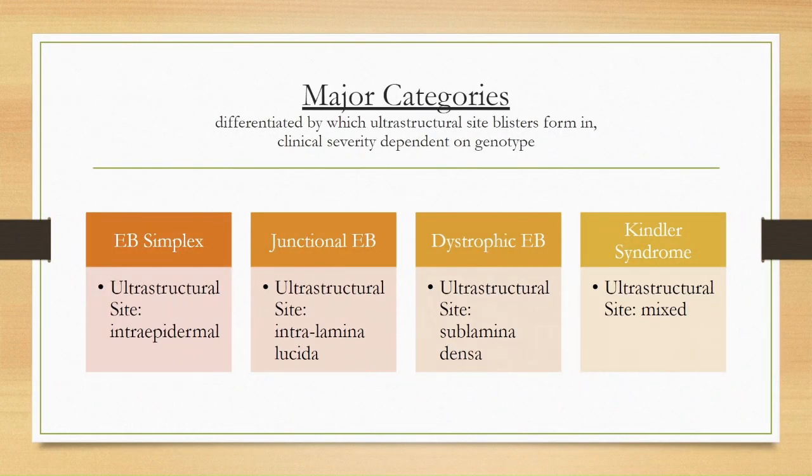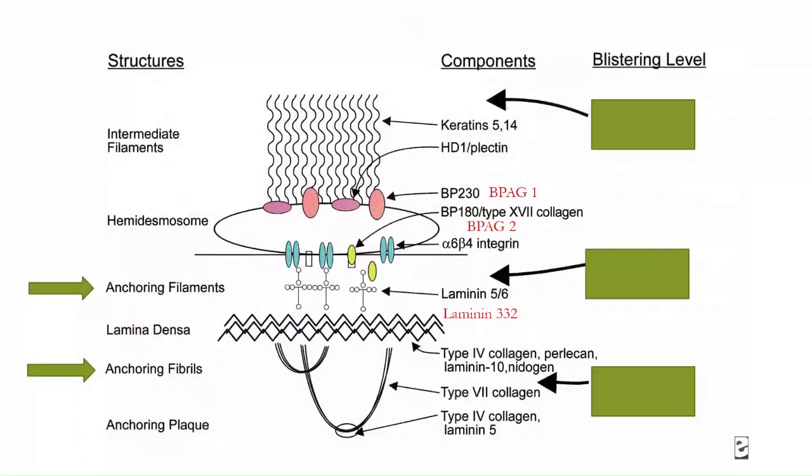And to break down these larger subgroups and give an understanding of what's going on, just to give you an idea where the blister forms: EB simplex forms in the intraepidermal space, while junctional EB forms at the ultrastructural site like the intralamina lucida. Dystrophic EB is sublamina densa, and Kindler syndrome is mixed.